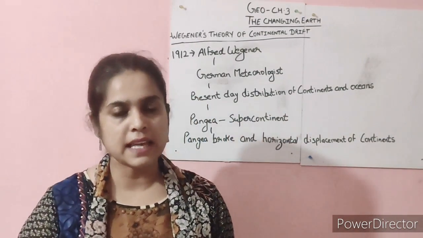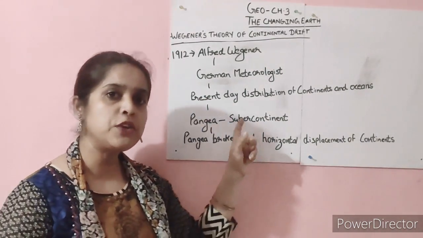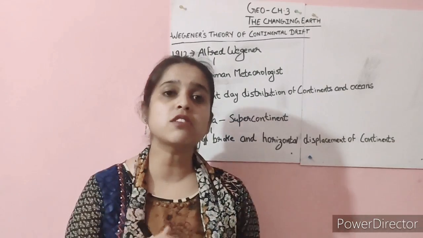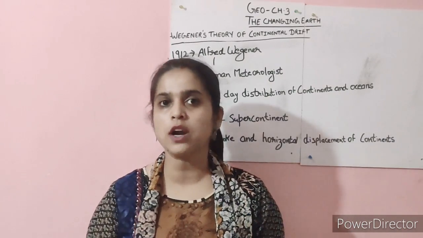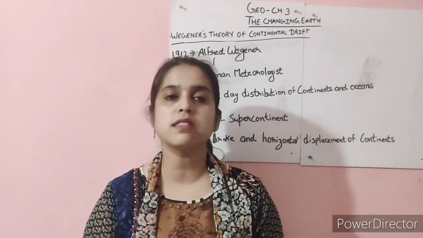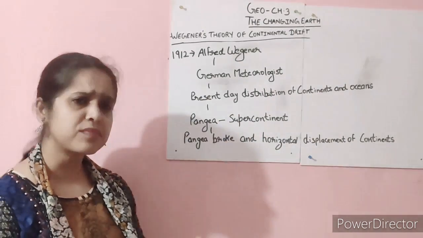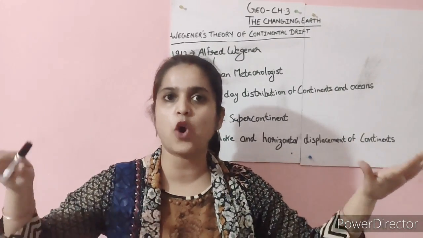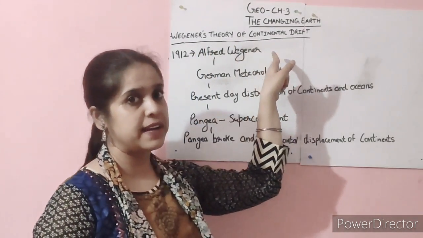But he suggested that they were all joined together into a supercontinent that was called Pangea. See, this is how he tried to explain the present day distributions of continents. What he said is that millions of years ago, all land masses were joined together into a supercontinent called Pangea. This Pangea broke and there was a horizontal displacement of continents. Okay, this is Wegener's theory of continental drift.